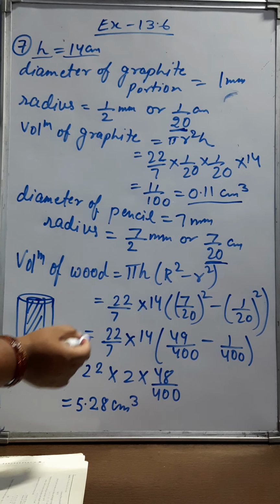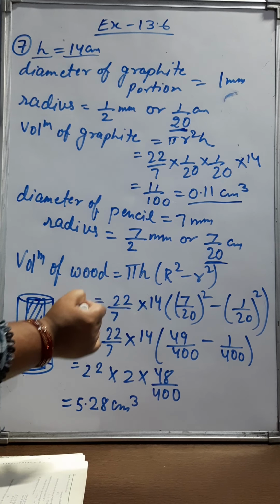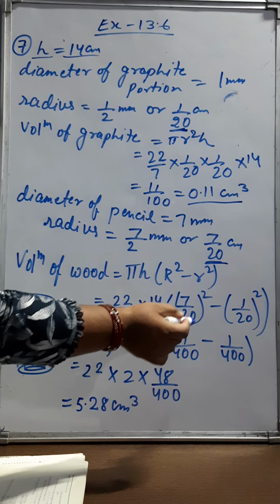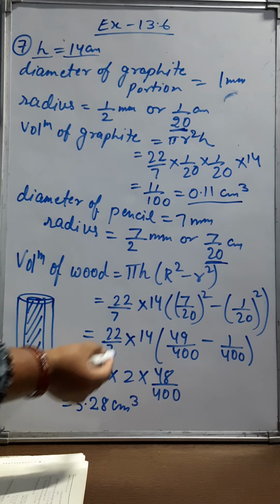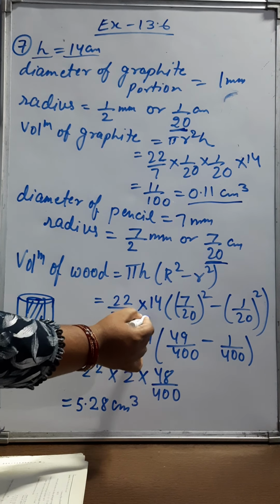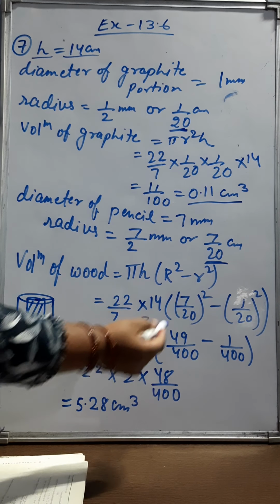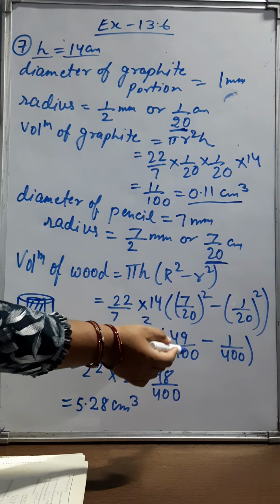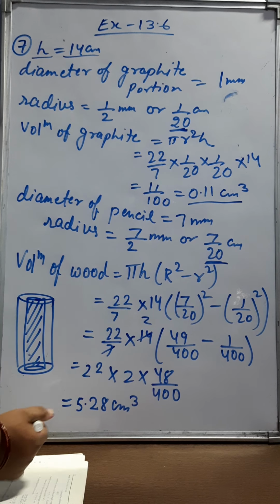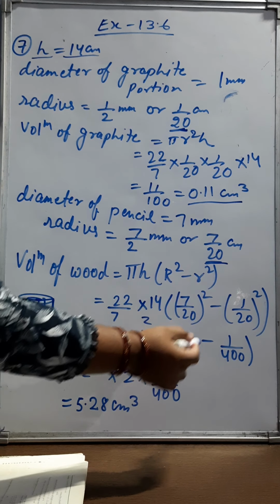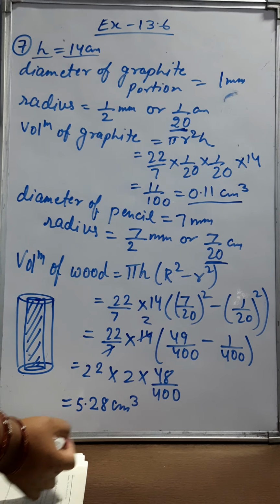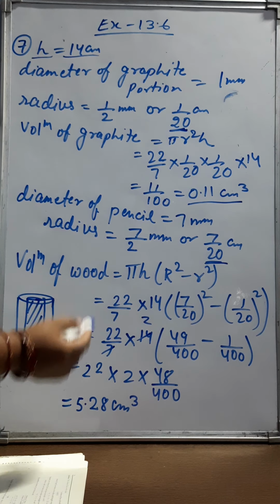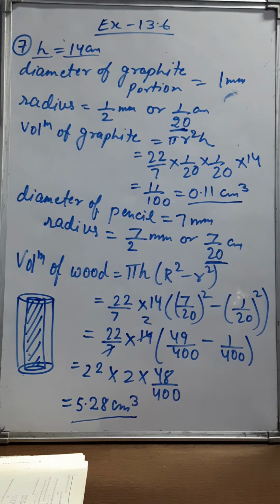We can put the values 22 by 7, height as 14, radius 7 by 20 square minus 1 by 20 square. This 7 and 14 will get cancelled. We have 22 into 2. 7 by 20 whole square is 49 by 400 minus 1 by 400. So it is 49 minus 1, that is 48 by 400. When you solve this, you will get the volume of wood as 5.28 centimeter cube.